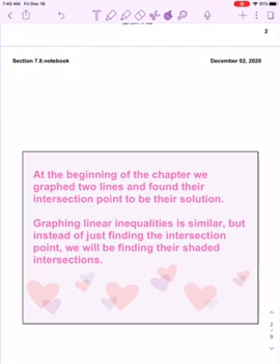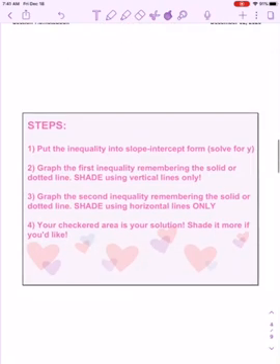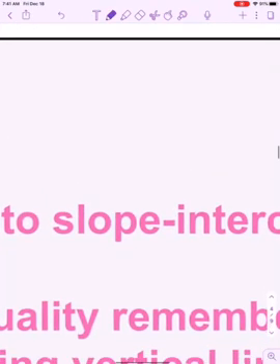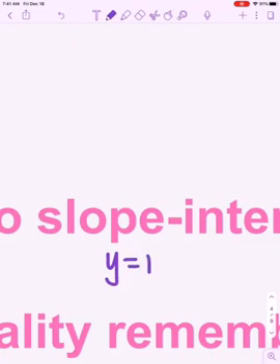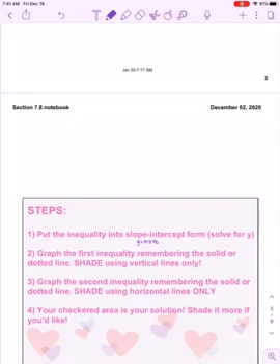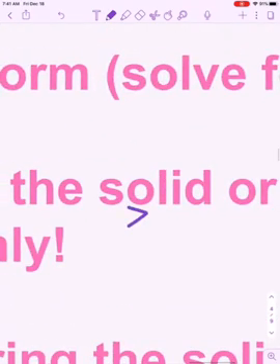So we used to graph just two lines. When we started all this, we graphed two lines to find their intersection point. This is the same idea, but now instead of just one point where they intersect, they're going to have an entire region of our graph that's shaded, like a whole chunk of the graph that overlaps because we've got all those shaded parts. So what you're going to do is put it into slope-intercept form, which is y equals mx plus b. Make sure that each one has the y by itself. And then it says to shade the first inequality, remember if your line is solid or dotted.